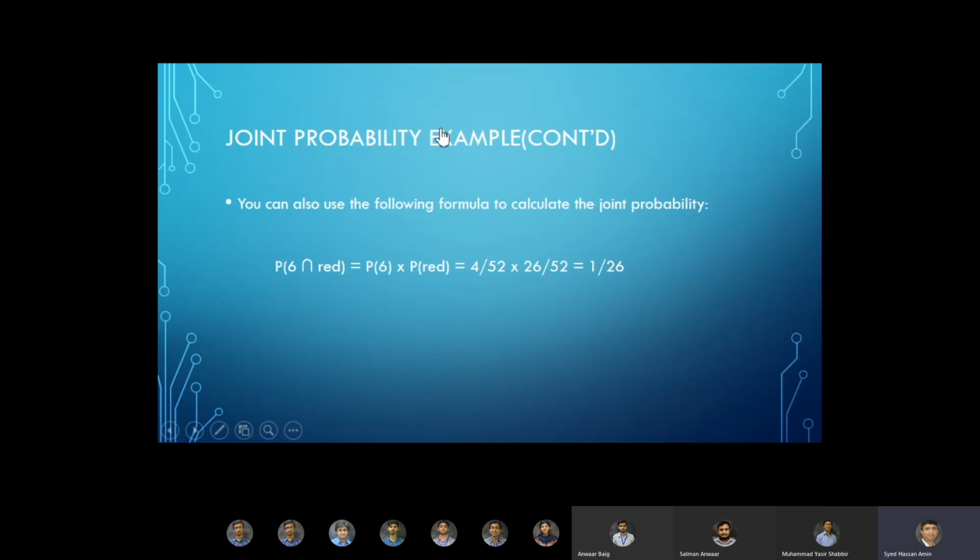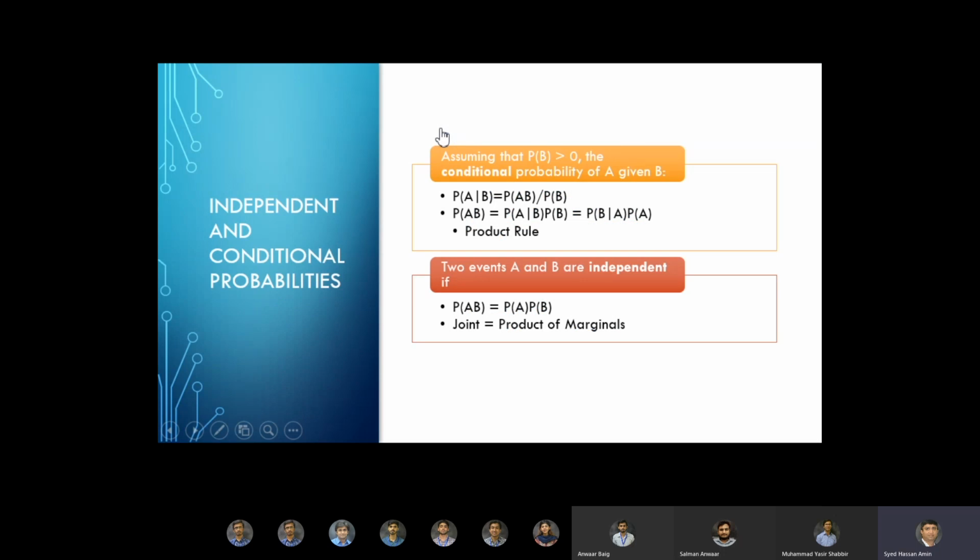Okay. So you can also use the following formula for the joint probability. What you can do is, probability of 6 intersection red is equal to probability of 6 multiplied with probability of red. So probability of 6 is obviously 4 out of 52, and probability of red is 26 out of 52. So basically, you have 1 out of 26, which is the final probability, which is the joint probability of 6 and red. So that was joint probability.